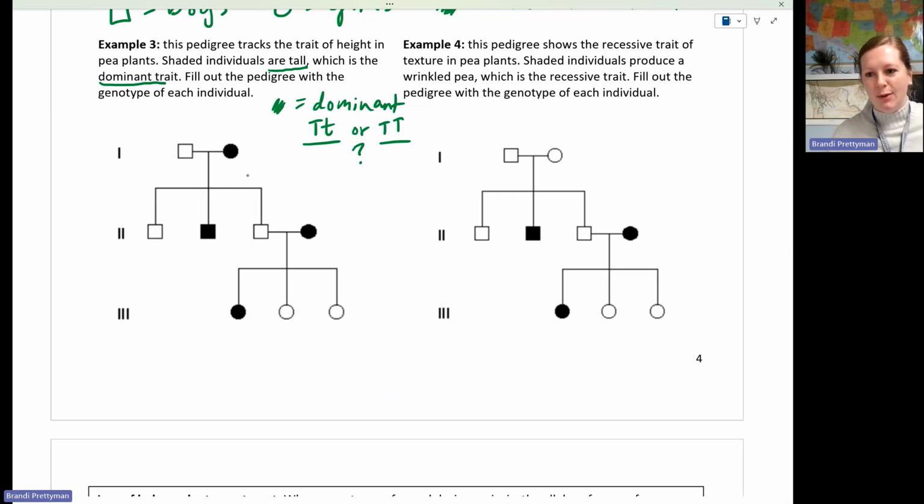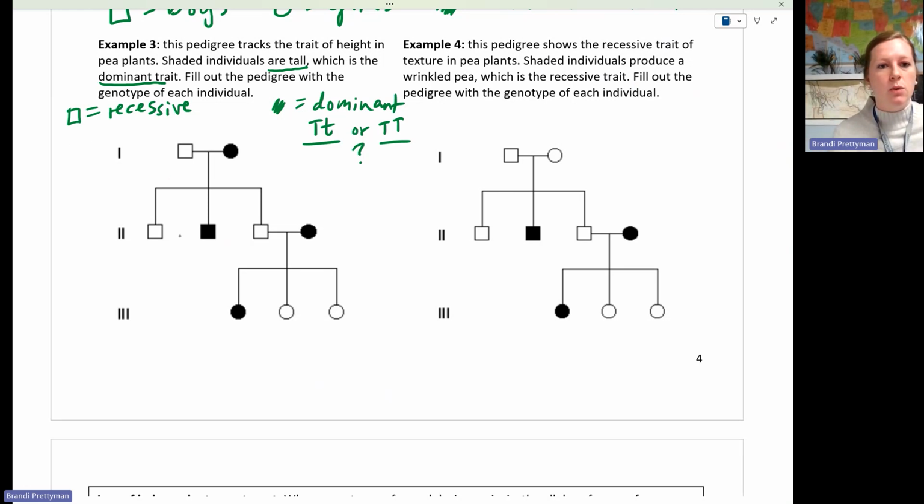And that's why I usually start with the easier ones. In this case, it's going to be easier for me to figure out the genotype of a non-shaded individual, because if shaded is dominant, that means non-shaded is going to be recessive. And I know there's only one way to get a recessive trait. I have to have homozygous recessive. I have to have two lowercase alleles.